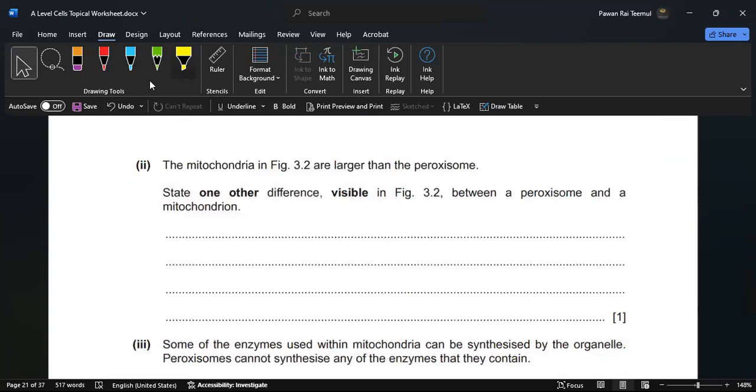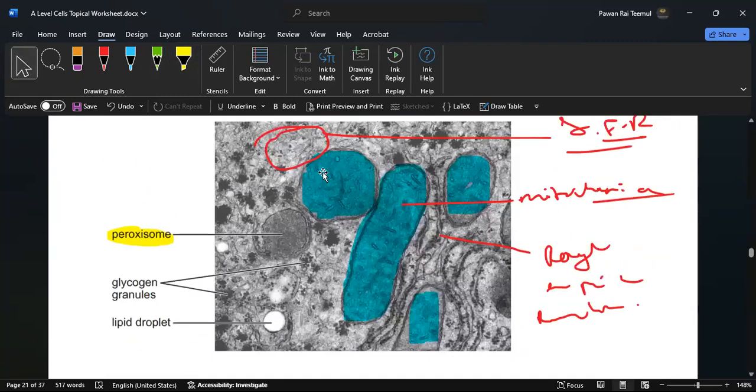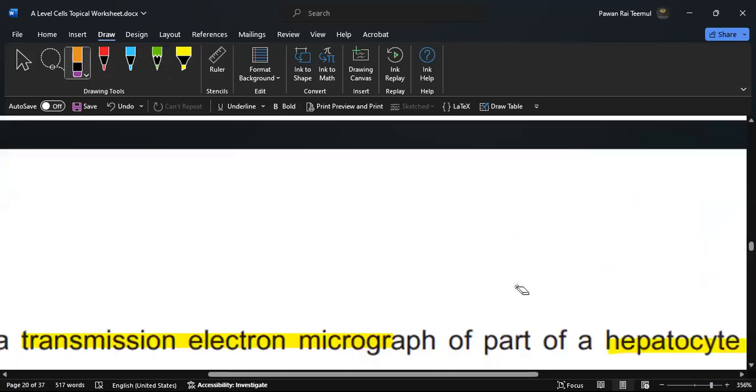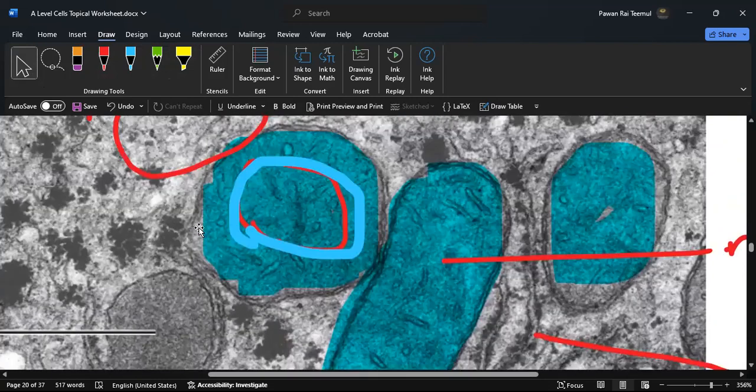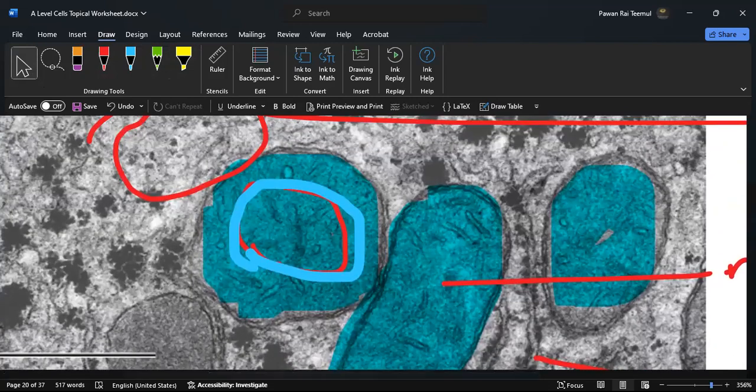Let us see here. What does the question say? The mitochondria in the figure are larger than the peroxisome. State one other difference visible between a peroxisome and a mitochondrion. Well, we see the cristae inside the mitochondrion, but it's not present in the peroxisome. It's a bit difficult to see, but I'd say about the membrane. The peroxisome seems to be single membrane, while the mitochondrion seems to be a double membrane structure.